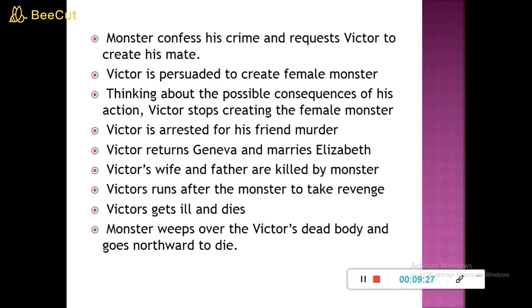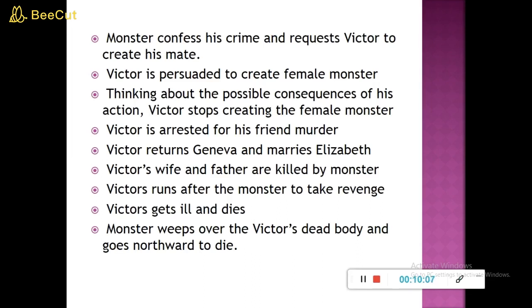So Victor Frankenstein is very sad and angry, and he is repentant over his creation. The monster confesses his crime and requests Victor to create his mate. The monster confesses his guilt that he murdered William, and he also tells Victor Frankenstein the reason: he murdered William just because he was feeling lonely, he was feeling isolated. He wanted to integrate with human society, but human society did not give him respect, did not integrate with him.